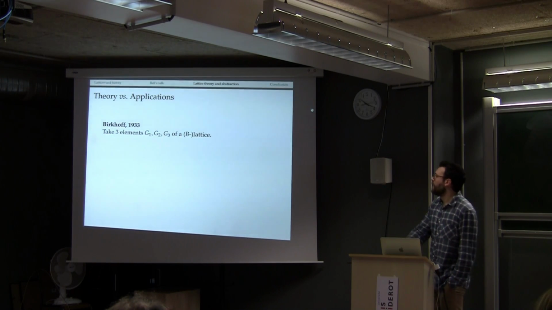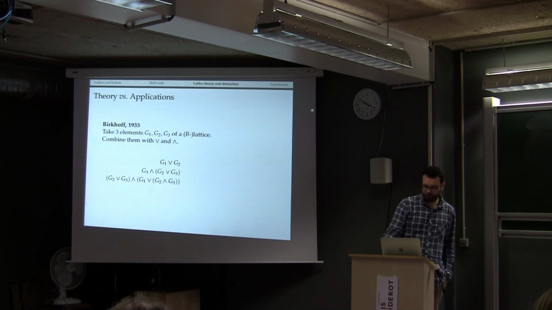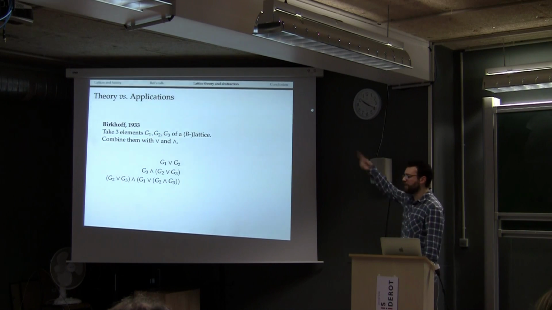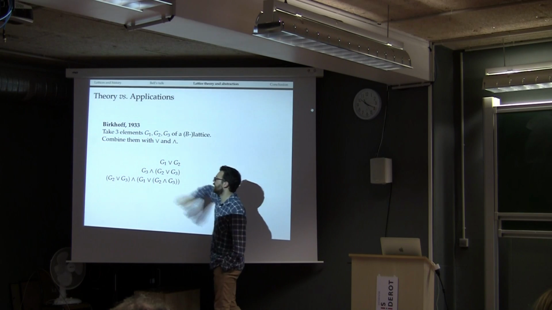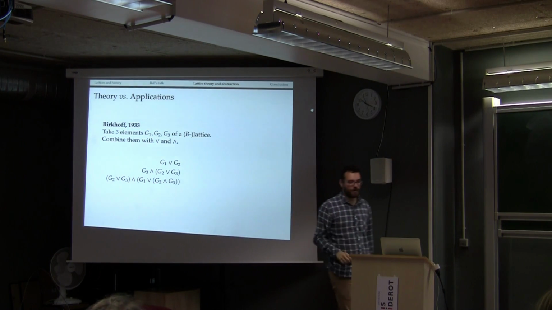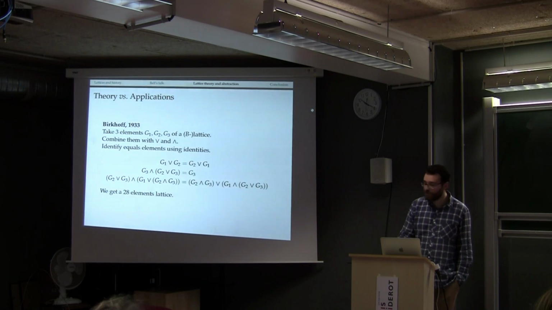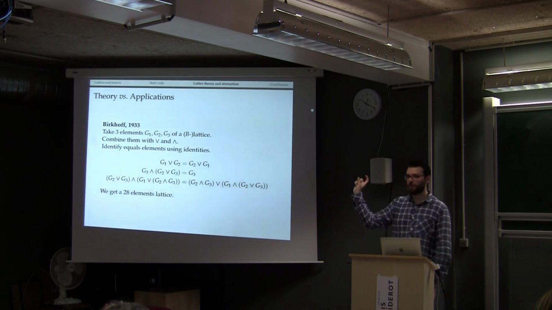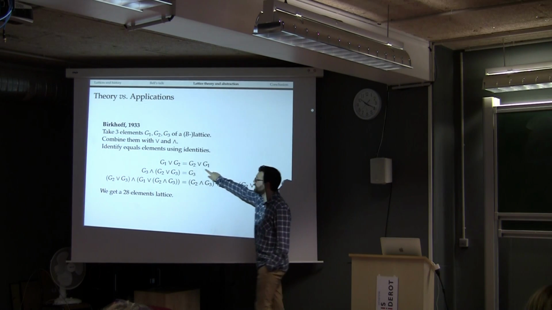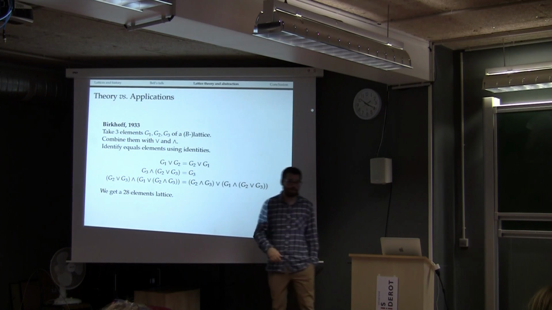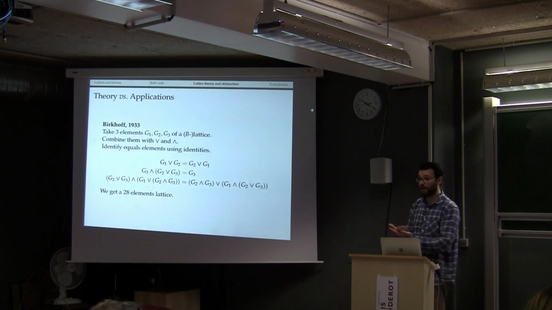You have elements, and you can, for example, combine them with the operation I gave before. So you take two elements and you combine them with, for example, join. You can do a lot of these combinations. And because they respect identities, you can identify some of them. So this is the identity of commutativity I gave before. These are the same elements. And so you end up with a lattice of 28 elements.